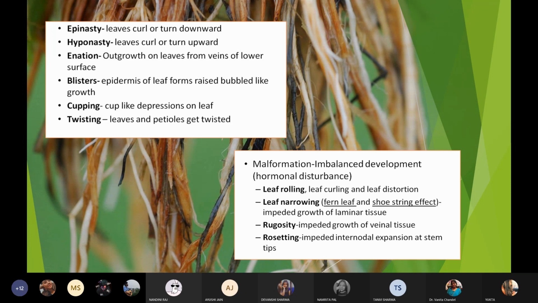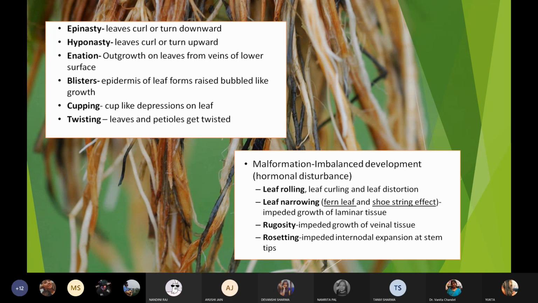Here there is epinasty symptom, which shows that leaves curl or turn downwards. Then hyponasty is the opposite of that, so leaves curl or turn upward. In enation, outgrowths on leaves from veins of the lower surface can be seen. Blisters are where the epidermis of the leaf forms raised, bubble-like growths.